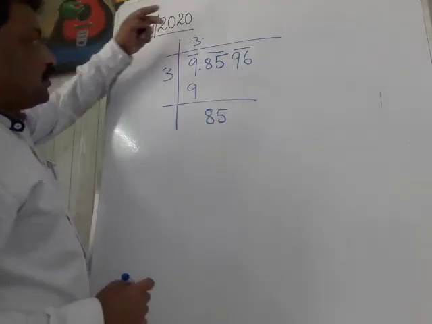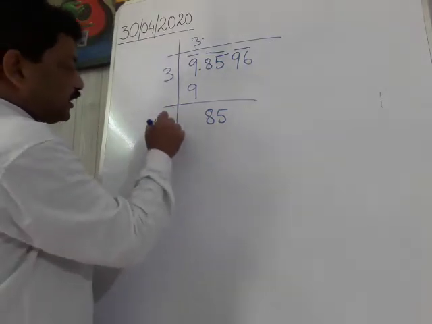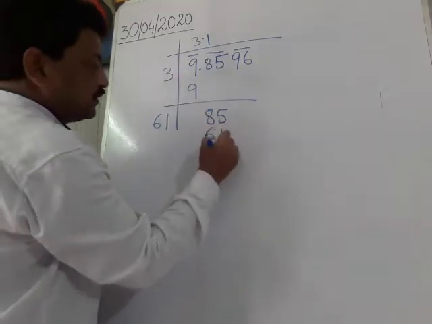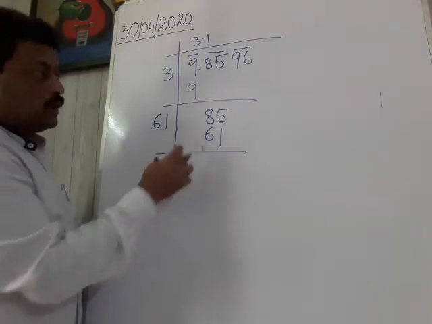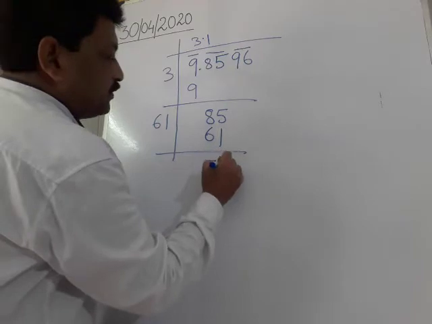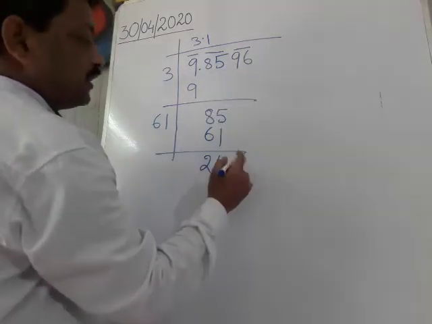3 is here, double up 3 is 6. Then put 1 here, because 61 into 1 is 61. I cannot put 2. If I put 2 here, it will become 124, bigger than 85. So 1 only. Therefore the remainder here will be 24. Now the second group will come down.